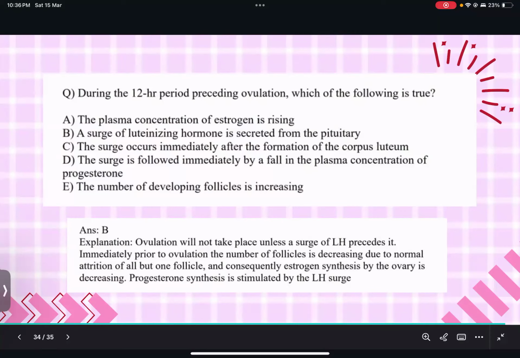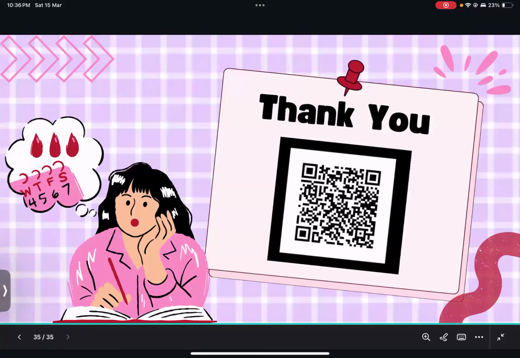What causes the LH surge? Increased estrogen due to the developing follicles. What level of estrogen will cause this? We said over 200, right? Over 200 for a day or so, 2 days, will stimulate LH, which will come as a surge of LH and bring about ovulation. I believe that is it.